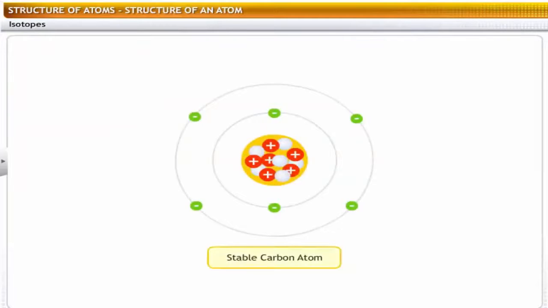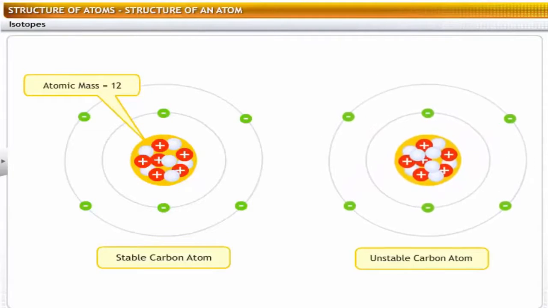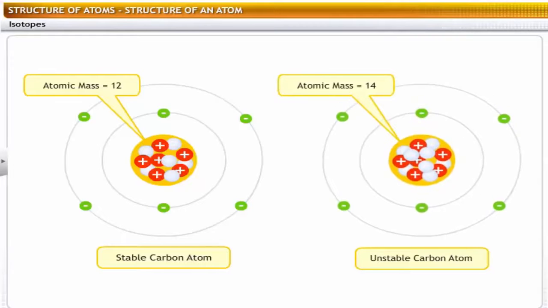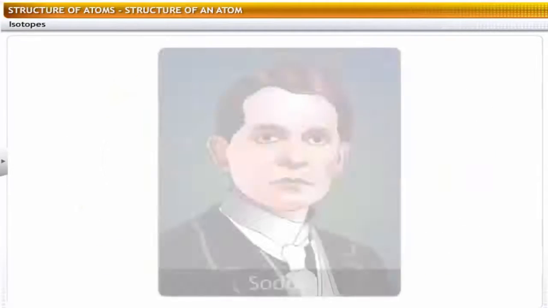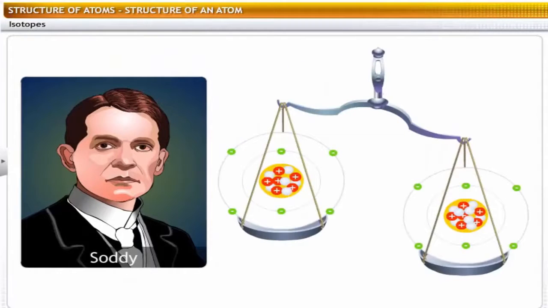Normally a carbon atom has 6 protons and 6 neutrons, but some unstable carbon atoms were found. These carbon atoms had 6 electrons, but the nucleus had a mass of 14. Soddy discovered that certain elements had a heavier mass. Their atomic number and chemical behavior were the same, but their mass was slightly higher. The higher mass is due to the presence of extra neutrons.